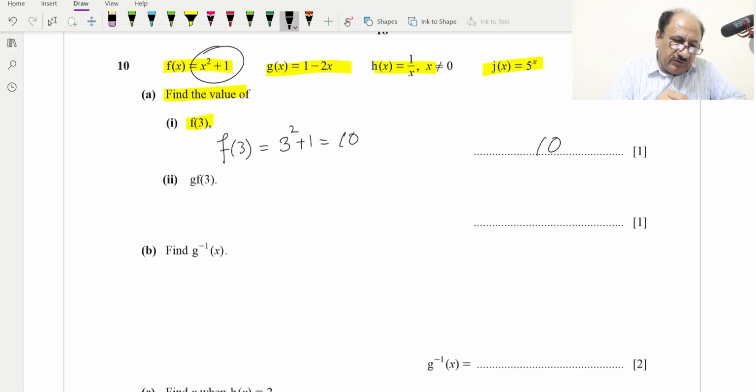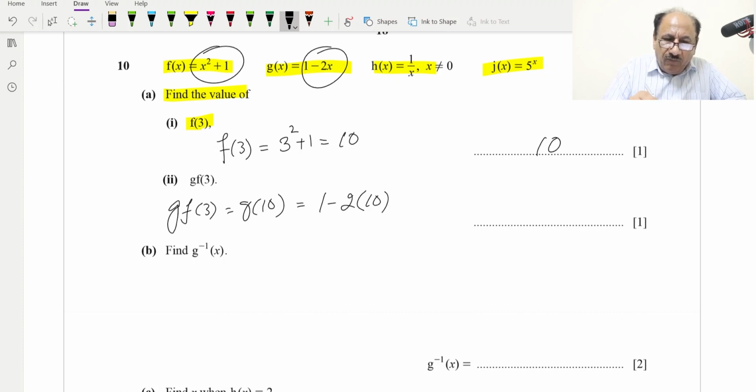G of f of 3. Now we have f of 3 which is 10. So g of f of 3 means what? G of 10, and g of 10 will be what? 1 minus 2 into 10, we are replacing in this, which is equal to 1 minus 20, which is equal to minus 19. So minus 19 will be our answer for this part.